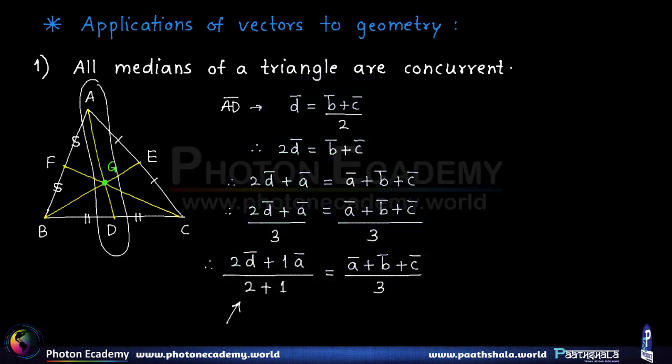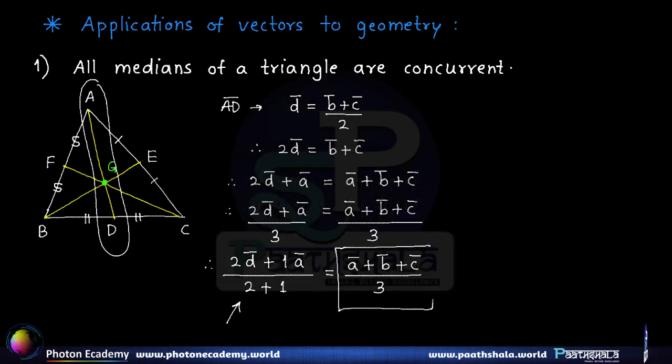internally in the ratio 2:1. So there is some point, and that point is represented by, say, G. So whatever vector we have obtained on the right side represents the position vector of that point which divides AD internally in the ratio 2:1. So let us call that G bar.